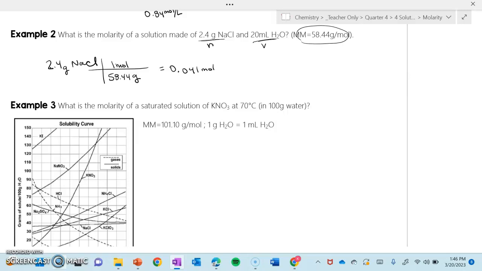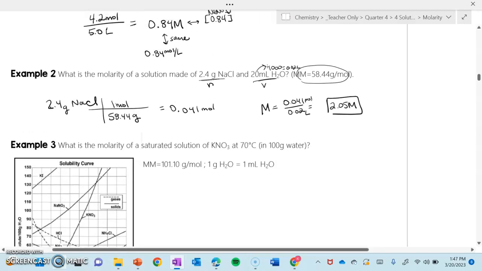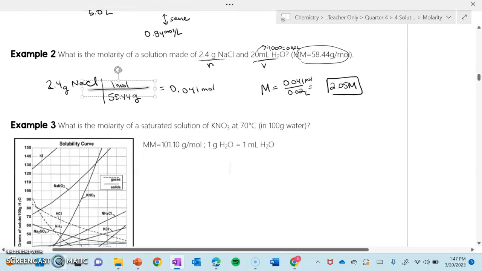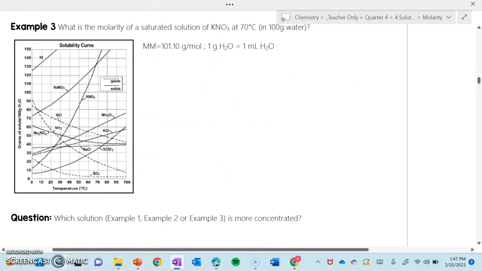So there's our moles. And then 20 milliliters, if we divide that by 1,000, then we get 0.02 liters. So now I can put my molarity calculation in here. Moles over liters. And I get 2.05 molar. And again, you could label it as moles per liters. Those will be the most common ways you'll see it.